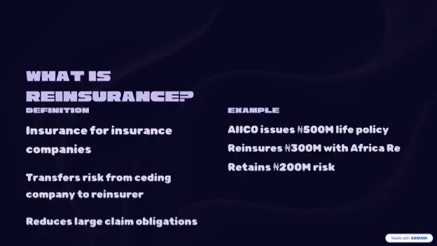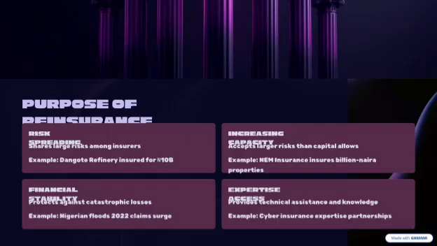Now, what actually are the purposes of reinsurance? The main purposes of reinsurance are: 1. Risk spreading. Reinsurance allows insurance companies to spread large risk among several other insurers. For example, if Leadway Assurance assures the Dangote refinery for 10 billion naira, it might be too risky for one company to bear such a large amount of money. Through reinsurance, they can spread the risk across several other reinsurance companies globally or locally.